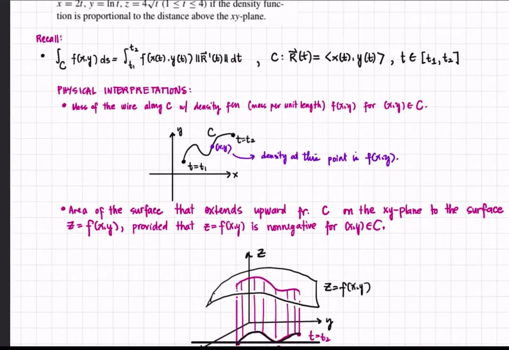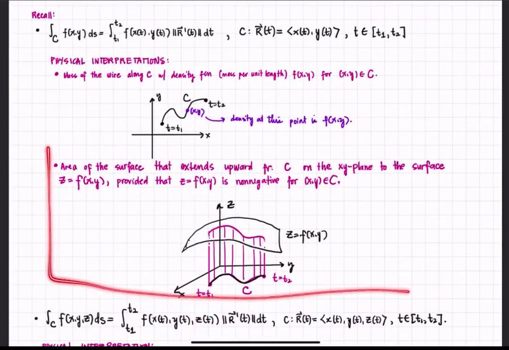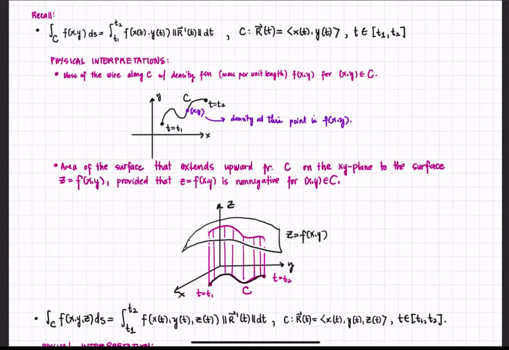Okay, so ito yung isa yung interpretation. Itong nasa second bullet natin. Itong binabox ko. So you can interpret this one as the area of the surface that extends upward from C. This is your C. Extend upward on the xy plane. Your C is on the xy plane to the surface z equal to f of xy. Ito yung z equal to f of xy mo. Provided that z equal to f of xy is non-negative if you substitute all the points on your curve. So, basically, ganito yung itsura niya. Mukha siyang kurtina. So, naghahanap ka ng area ng kurtina.